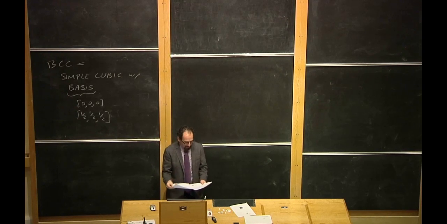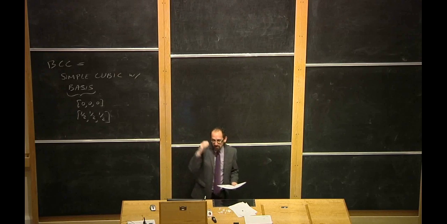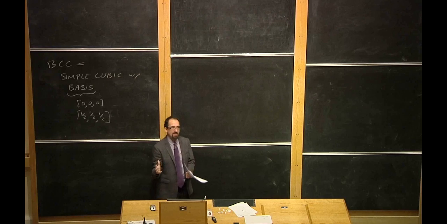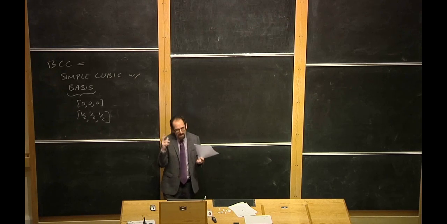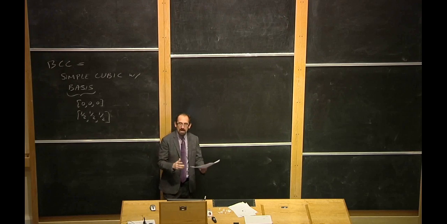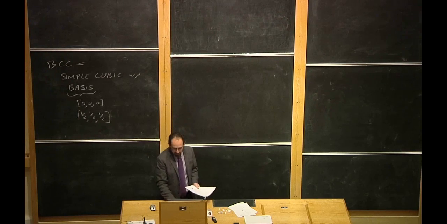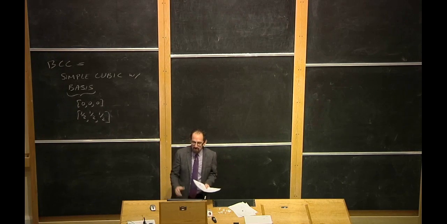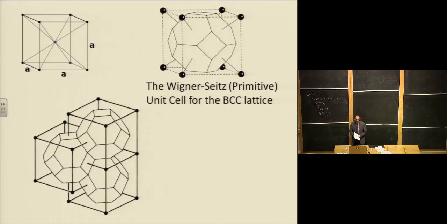All right. Now, you might wonder, why is it we're suffering through using a conventional unit cell that has two lattice points in it instead of using a primitive unit cell that only has one lattice point in it? Wouldn't that be easier? Well, there's a reason we don't use a primitive unit cell, because the primitive unit cell is kind of ugly looking. So this is the Wigner-Seitz primitive unit cell for the BCC lattice, and it's a truncated octahedron. I think it has 14 sides.